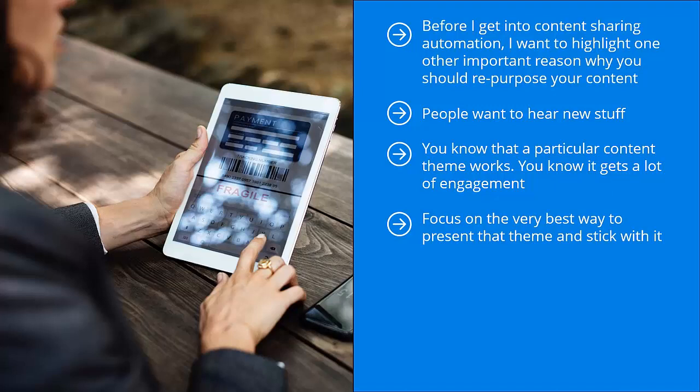This way, when people get into contact with your content, they can see that you are talking about something that appeals to them, but in different formats. They are more likely to pay attention. They're more likely to click through. They're more likely to share.